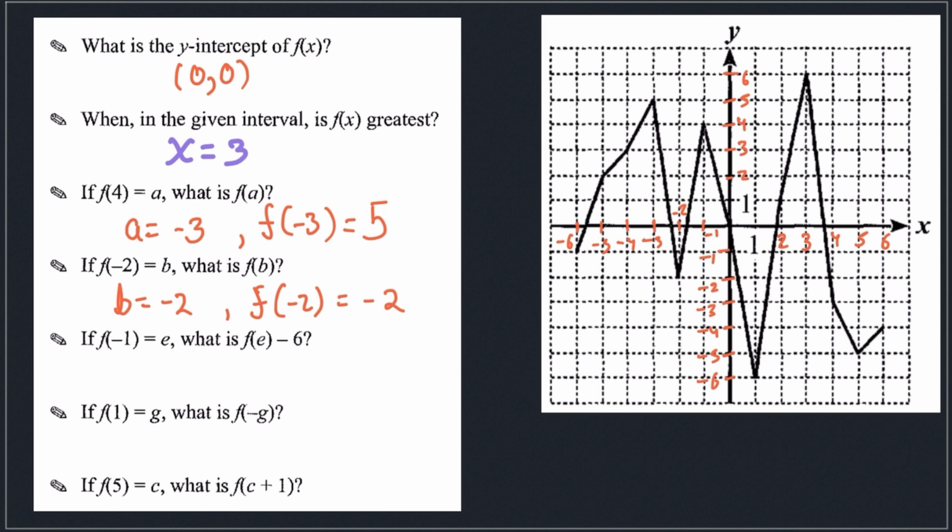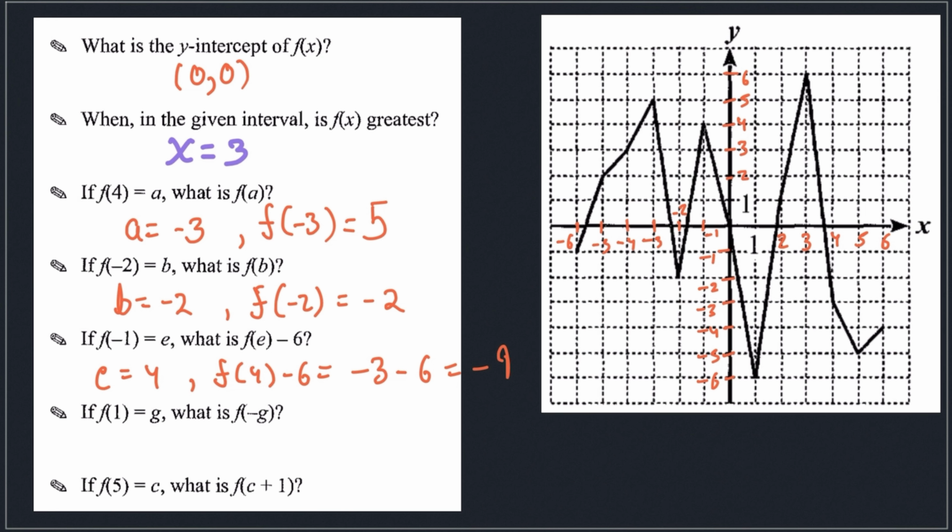In the next problem, f of negative 1 is equal to e. We can look up the value of f of negative 1 as positive 4 from the graph. Therefore, e is equal to positive 4. We can find f of 4 minus 6 by using the graph. f of 4 is equal to negative 3. We can plug in negative 3, subtract 6, and we will get negative 9.